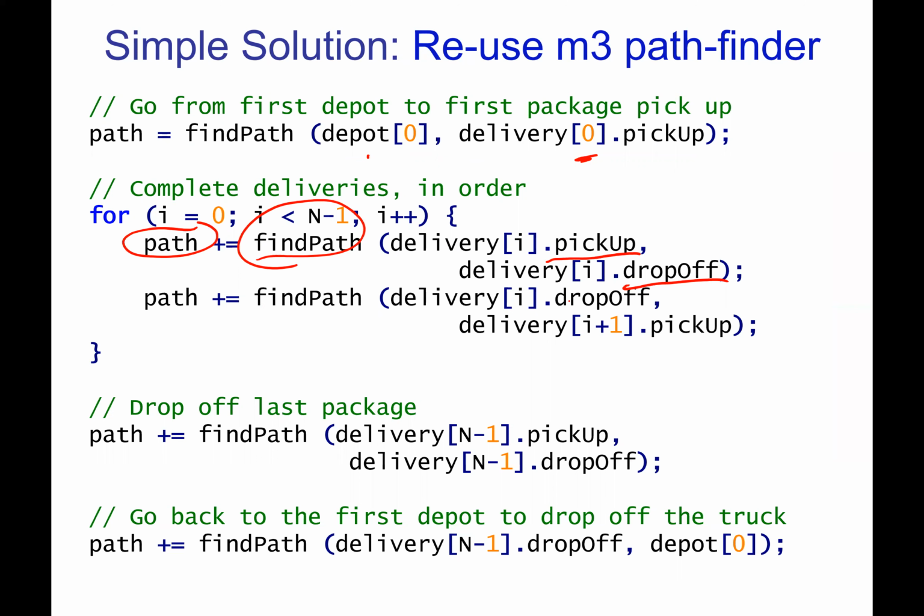I now need to go pick up the next delivery. So from where I am right now, I just dropped off a package. I want to get the path to the next package I'm supposed to pick up. Okay, call my find path algorithm again, add that into my solution, keep doing this until basically I've made all the deliveries. Okay, or almost all the deliveries. I've got one more to make.